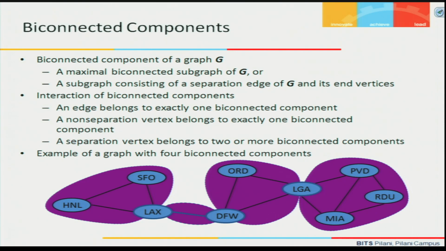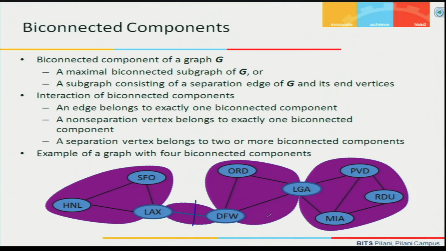We also define what are called biconnected components. A maximal biconnected component is a subgraph consisting of separation edges of G and its vertices. An edge belongs to exactly one biconnected component. Here is an example of a graph with 4 biconnected components. So, we see that there are 4 biconnected components.